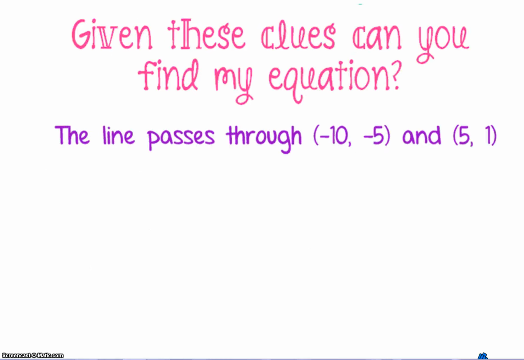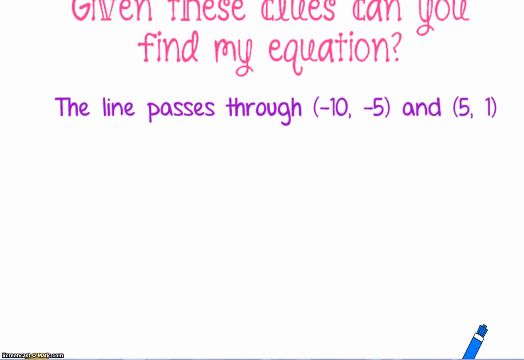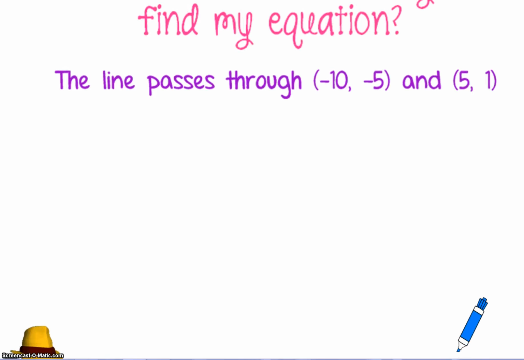So let's do another example so we're all on the same page. It says, given the clues, can you find my equation? Well, the line passes through (-10, -5) and (5, 1). So we know we're looking for an m and we're looking for a b. First things first, find your slope. We're going to do it both ways. You can choose which way you want to do it.